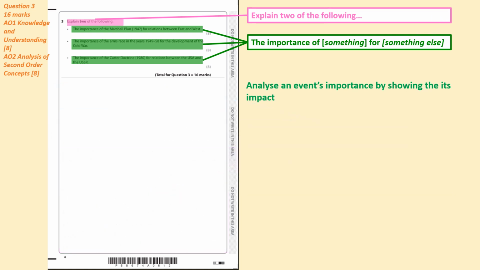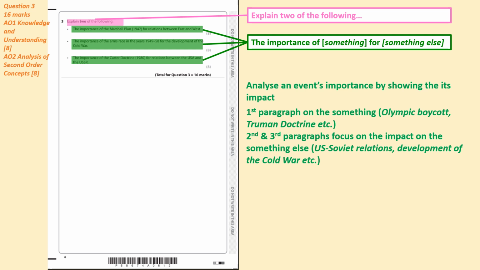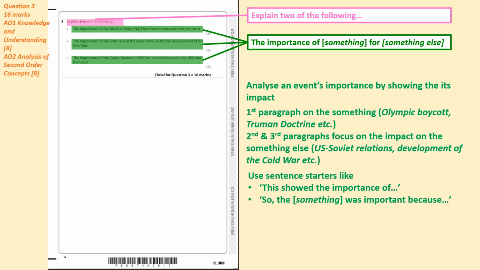Whilst there is no one way to write this answer, I recommend you should aim to write 3 paragraphs. The first paragraph should focus on the something of the question, e.g. the Olympic boycott, or the Truman Doctrine, or whatever. The second and third paragraphs should be focused on the impact that something had on the something else, US-Soviet relations, or the development of the Cold War, etc. This being the case, I would hope to see sentence starters in the second and third paragraphs that begin with, "This showed the importance of," "So the something was important because."